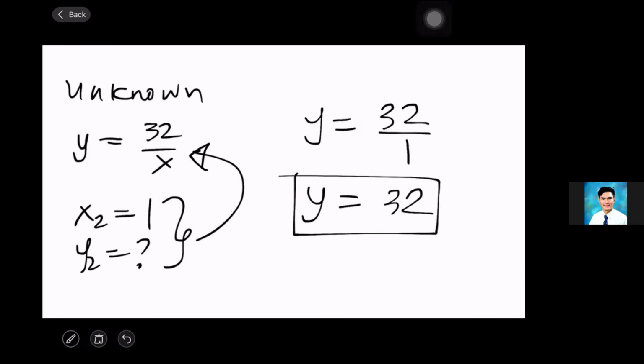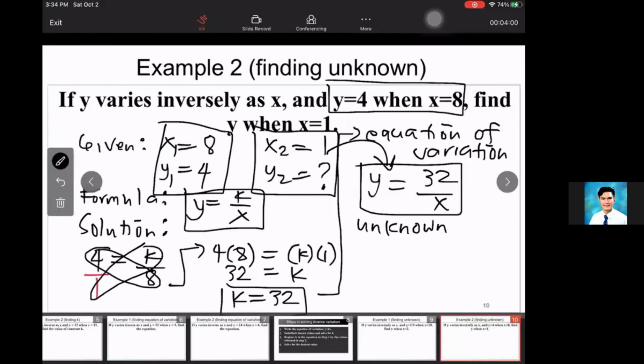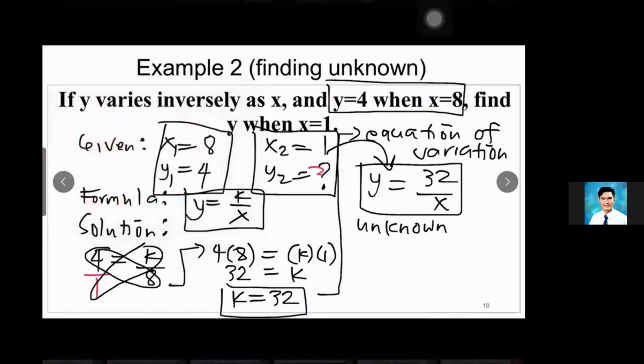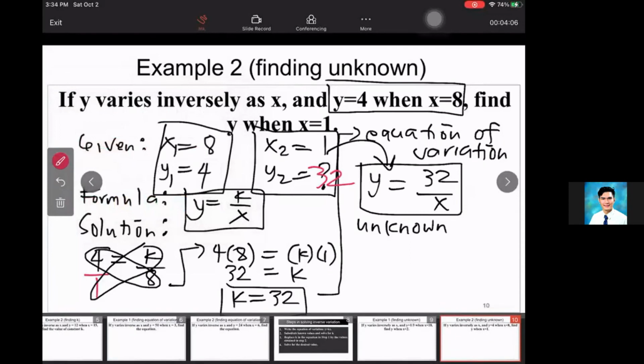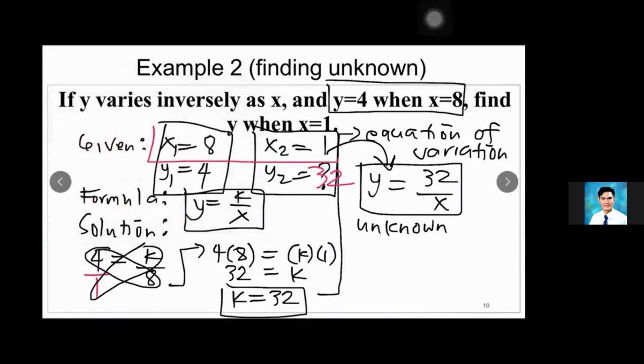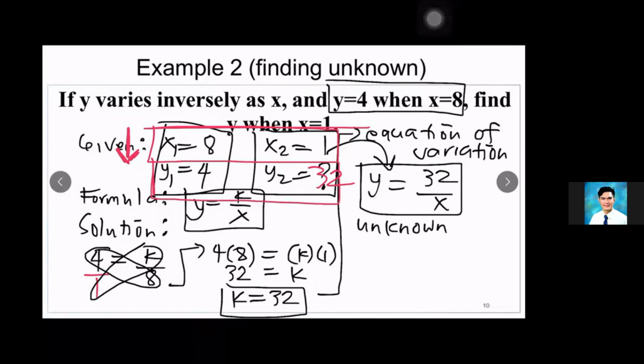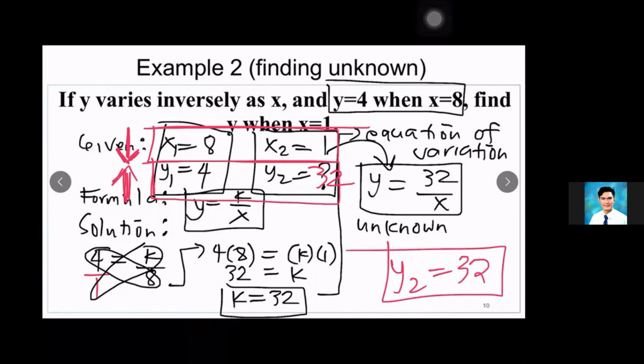Now let us check if our answer is really the correct answer. Writing it down, y is 32. X sub 1 to x sub 2, it decreases. Correct? And checking y sub 1 going to y sub 2, it increases. Therefore, y sub 2 equals 32 is our correct and final answer.